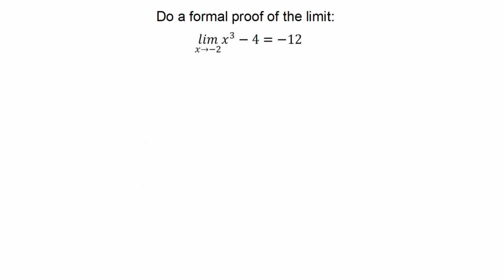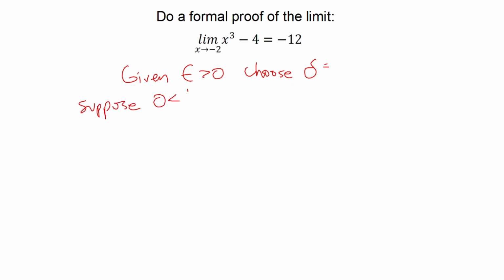All right, for our next one, another cubic, we're going to start off exactly the same way. We're going to start off with given an epsilon greater than 0. We're going to choose a delta equal to something. And we'll suppose, again, exactly the same, that 0 is less than the absolute value of x minus a, or x minus negative 2, which is x plus 2, is less than delta. Then the absolute value of x cubed minus 4 minus negative 12, so plus 12, needs to eventually be less than epsilon, right? That's the same process as all these other proofs.